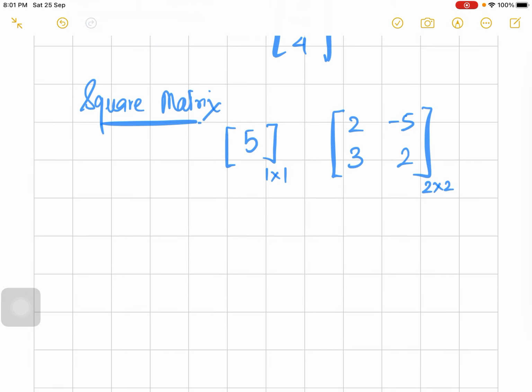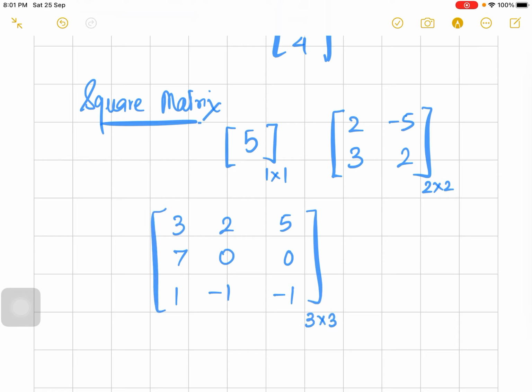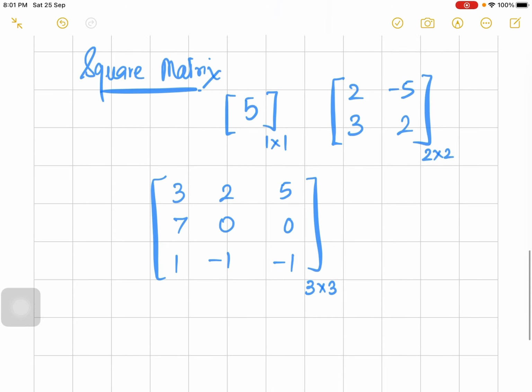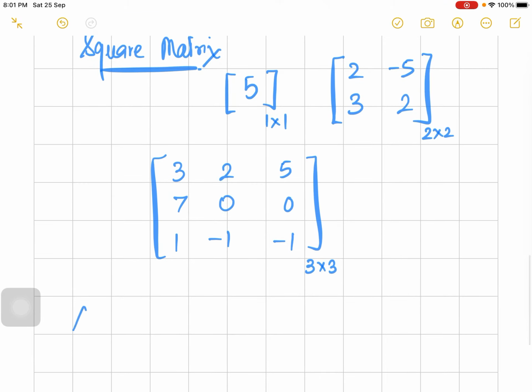What about this? 3, 2, 5, 7, 0, 0, 1, -1, -1. Yeah, this is also a square matrix. It's a 3 by 3. So to be called a square matrix, they must have the same number of rows and columns. Now that we know about square matrices, the square matrices themselves could be of various categories. For example, there is something called a diagonal matrix.